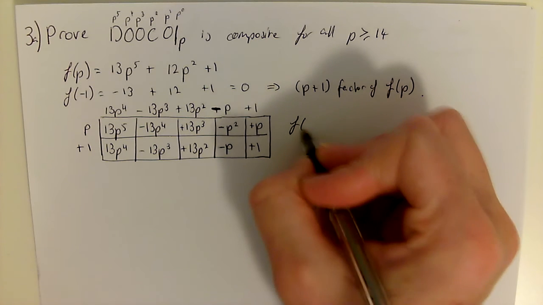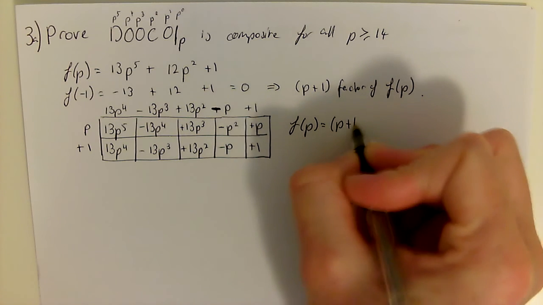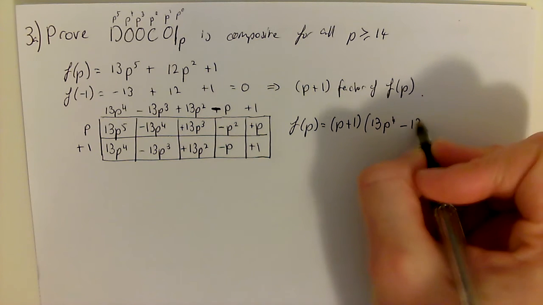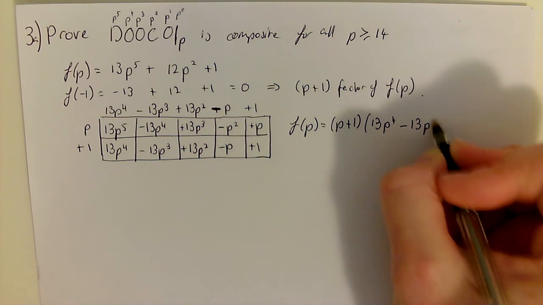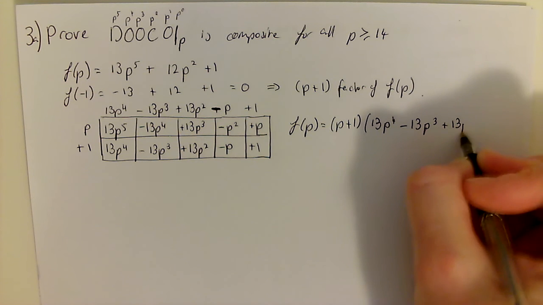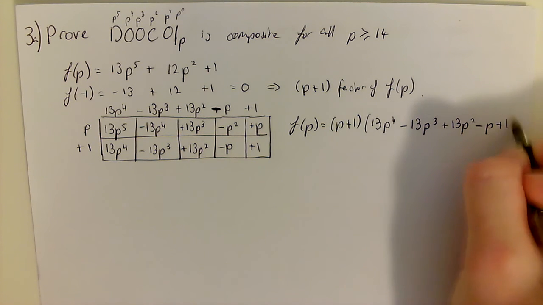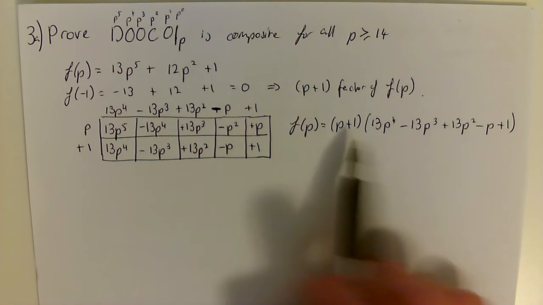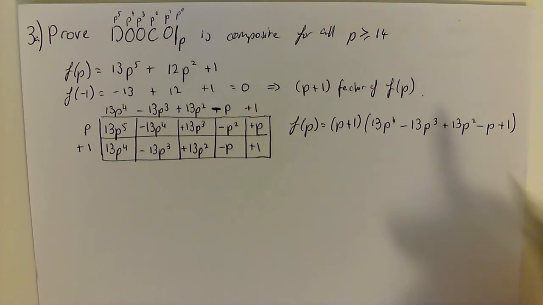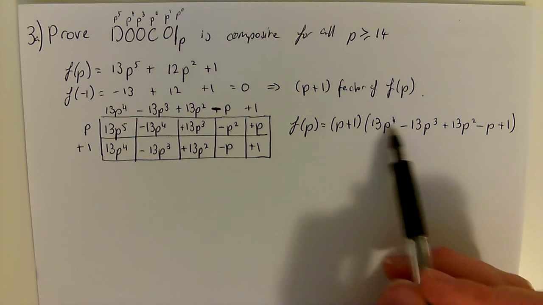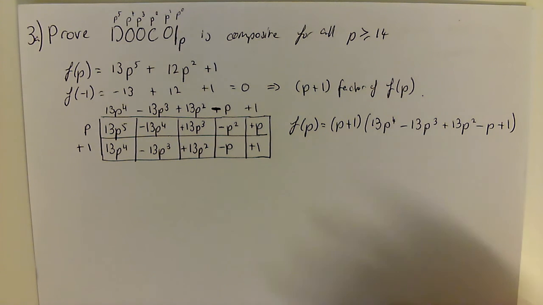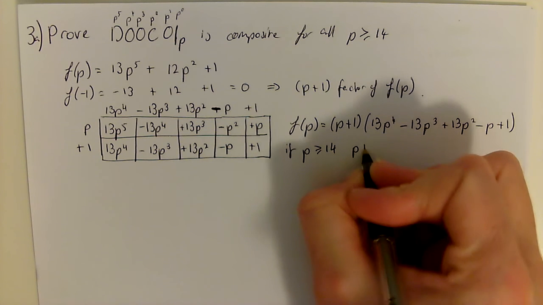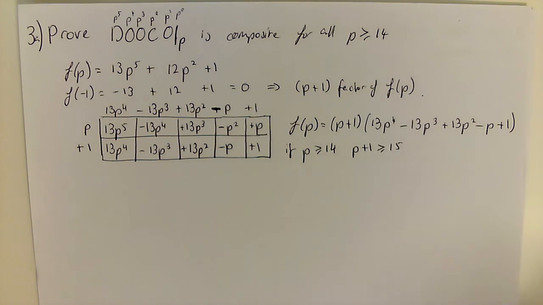So that tells me that f of p is p plus 1 times this awful quartic, 13p to the 4 minus 13p cubed plus 13p squared minus p plus 1. So we've shown it factorises, so it looks like it'll be composite. It's only definitely composite if neither of these is 0 or 1. If p is greater than or equal to 14, then p plus 1 is greater than or equal to 15, so that's not trivial.